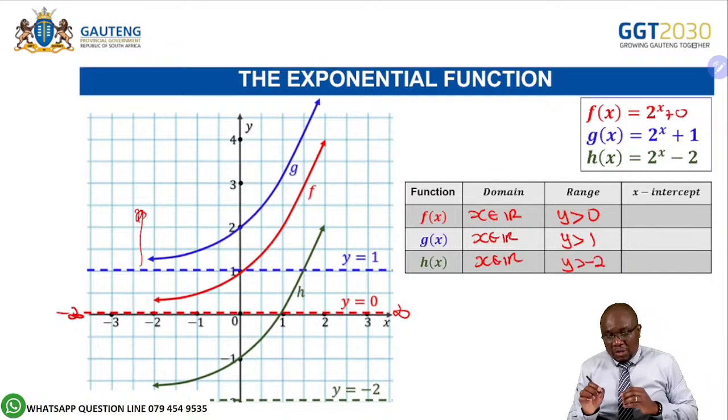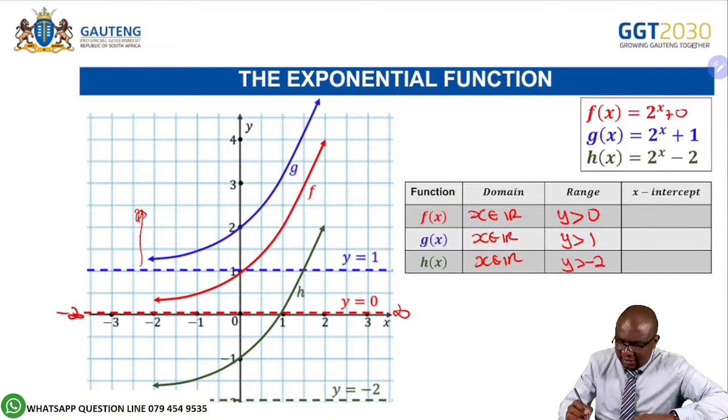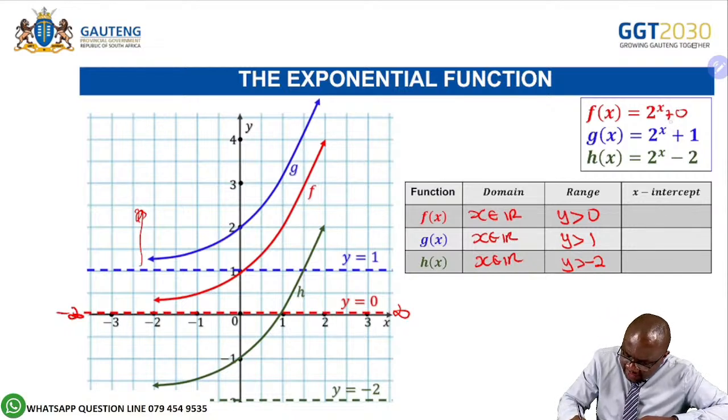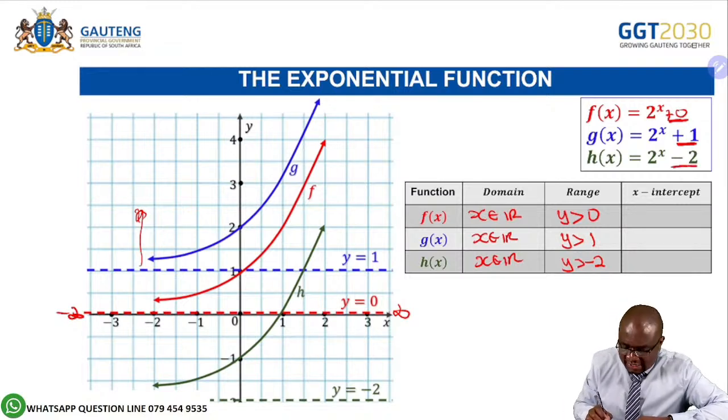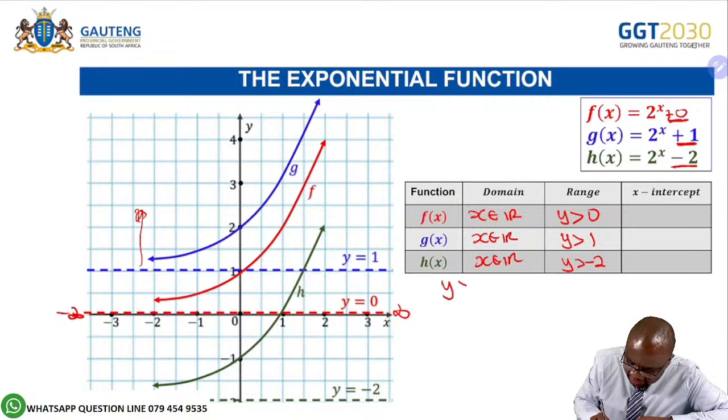Can we link this range to the q value? Yes, we can. For the red graph, y greater than 0. For the blue graph, y greater than 1. For the green graph, y greater than negative 2. So we can generalize our range and say our range is y greater than q.